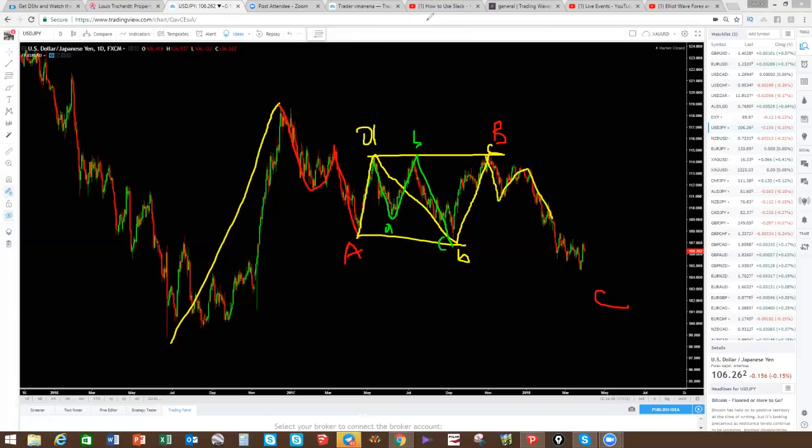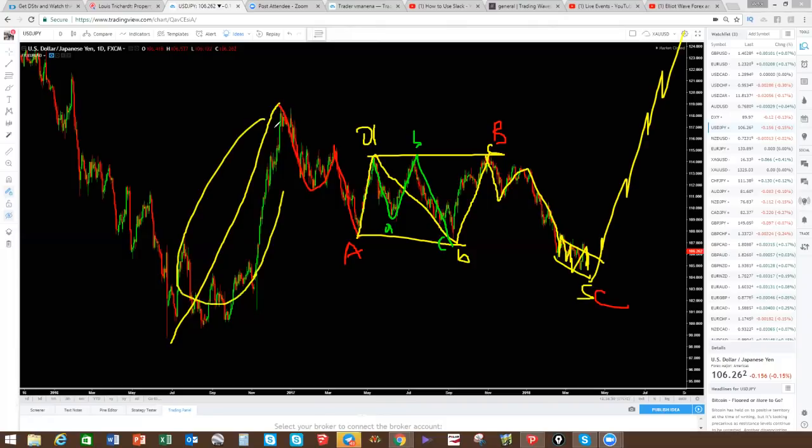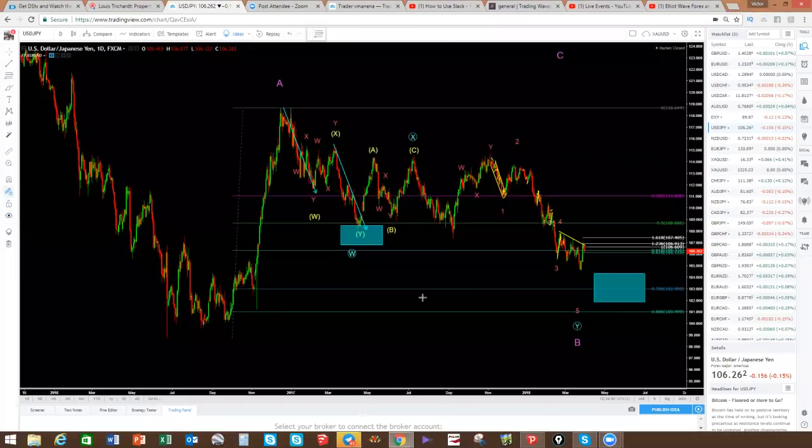1, 2, 3, 4. We're looking at this as a 5 that ends with a V pattern here, before we get a move like this one. This is the move that we're waiting for. For the whole year, we've been trading this up and down, just waiting for this move. Okay, we projected that this move, the blue box is down here.